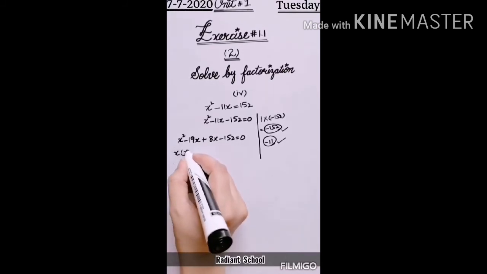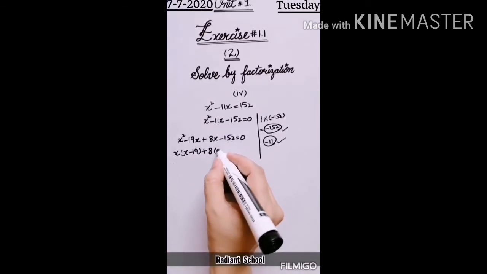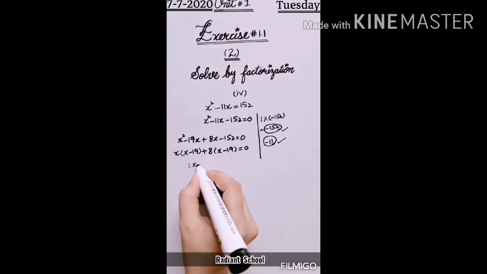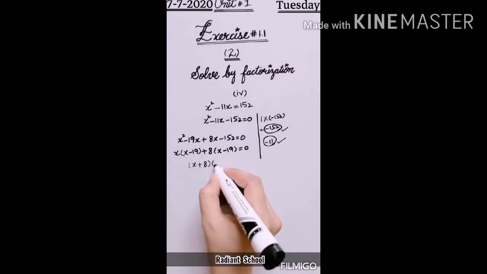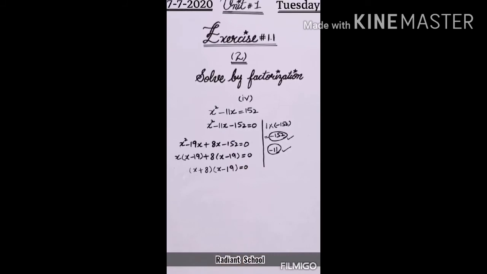Now we will take x common: x minus 19, plus I will take 8 common, x minus 19 is equal to 0. So x plus 8 times x minus 19 is equal to 0. Okay students, now we will put both the factors equal to 0 one by one. x plus 8 is equal to 0, we get x is equal to minus 8. One answer is this. x is equal to 19 is the second answer.